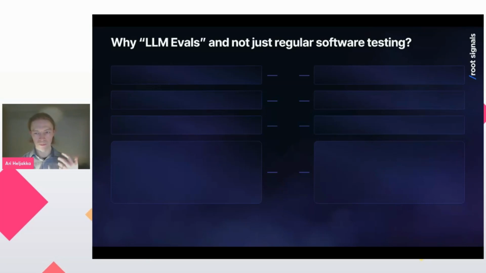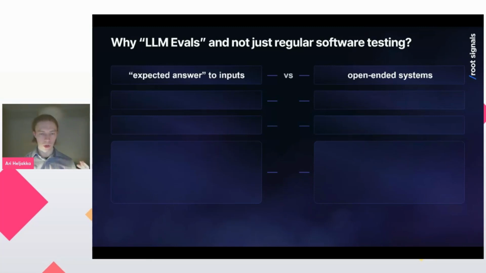And then why do we need to do this evaluation in a different way than how we do traditional software testing? Firstly, we don't always know what the expected answer is to a specific input that the user is going to say. We don't even know what the input is going to be. Usually we do not know, and we might have a range of expected answers. So these are open-ended systems.